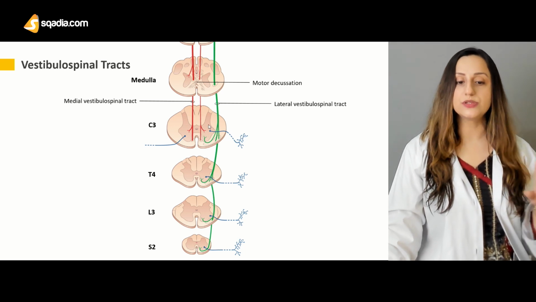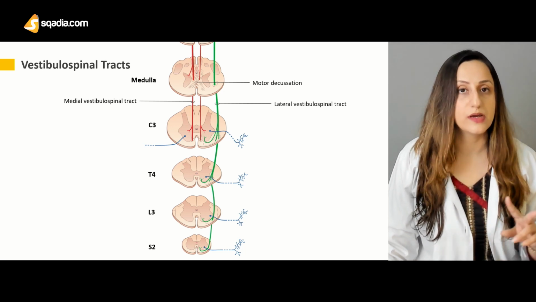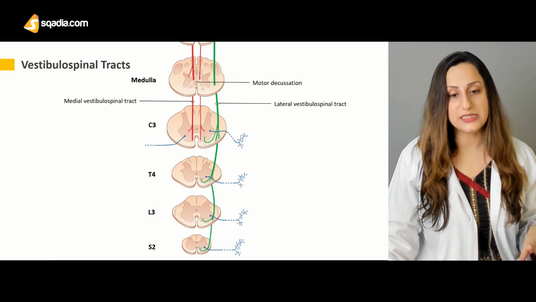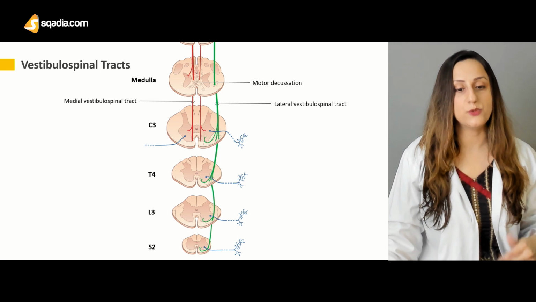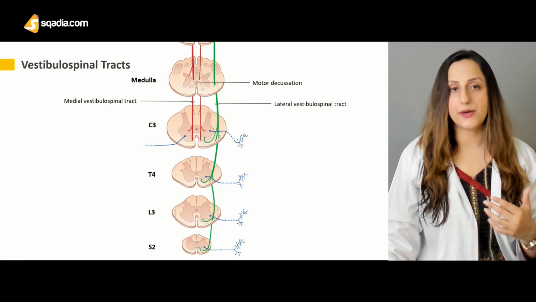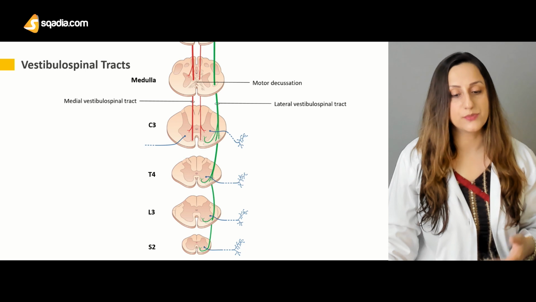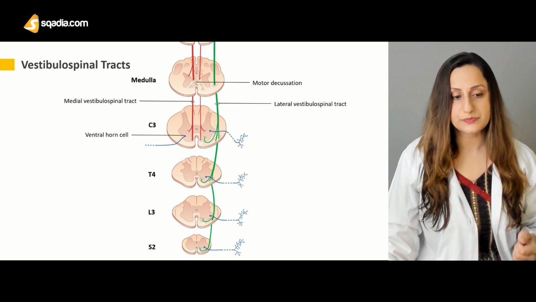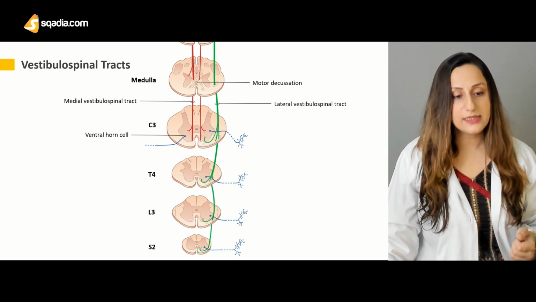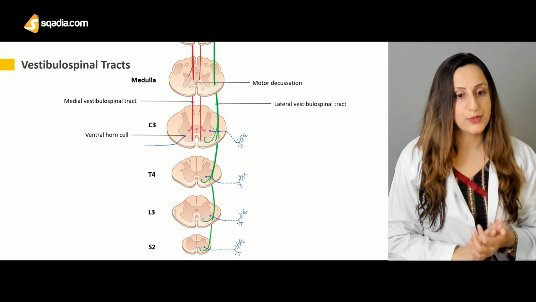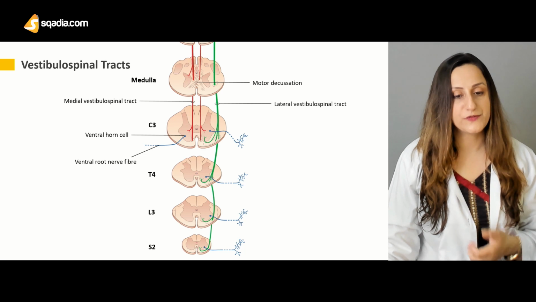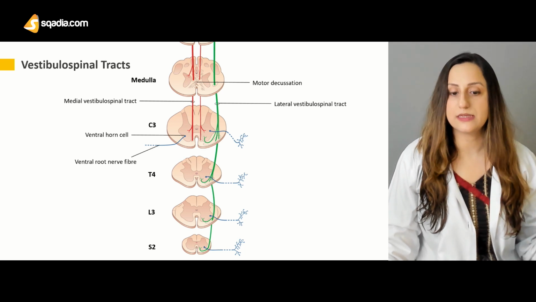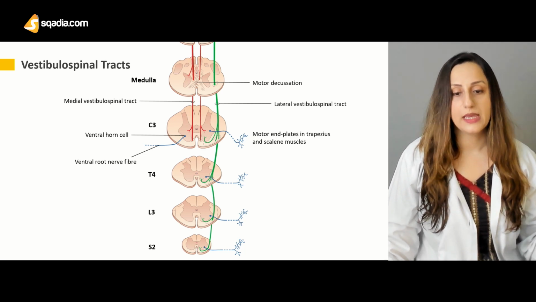So these are the two different locations. We have one tract which is present medially, and we have an uncrossed tract which is present laterally, which just descends down to the upper cervical, the thoracic and the lumbar segments, and so on. So it basically synapses on the alpha and the gamma neurons in the ventral horn cells. And the ventral root nerve fibers extend down towards the effector organs thereafter.